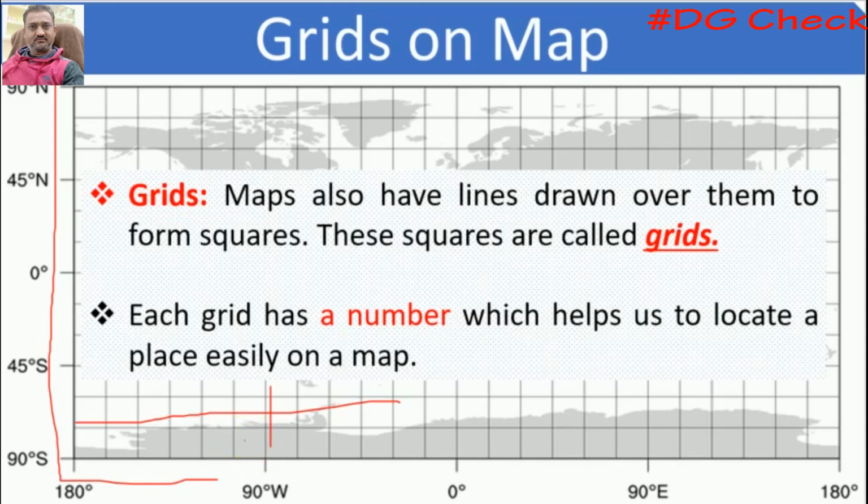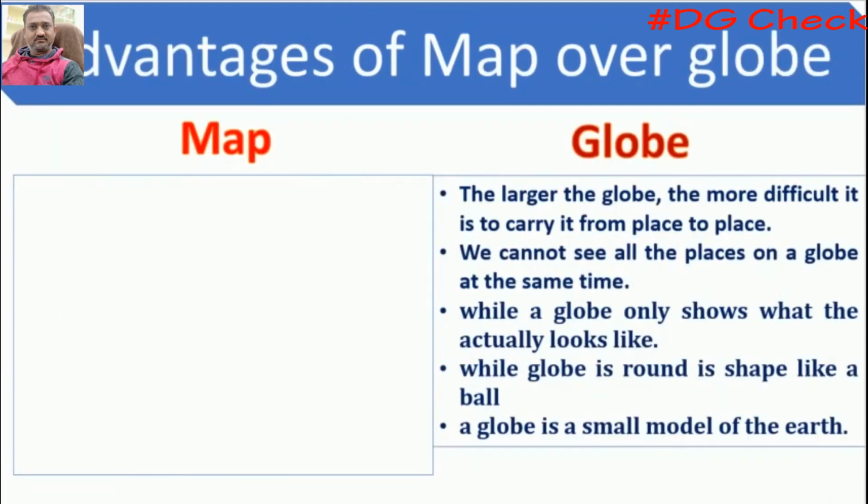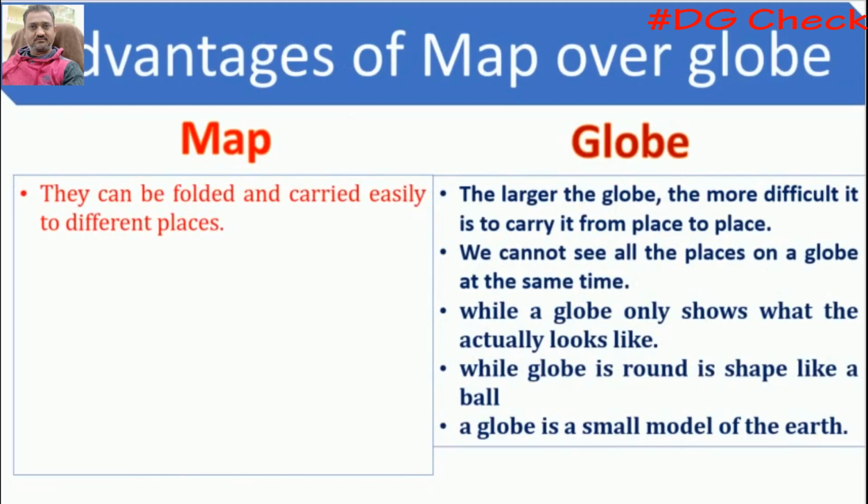Next point is the advantages of map over globe. As you learned in part 1 about the globe and part 2 about the map, here are the differences between globes and maps. Maps can be folded and carried easily to different places, but globes are larger. They are more difficult to carry from one place to another.